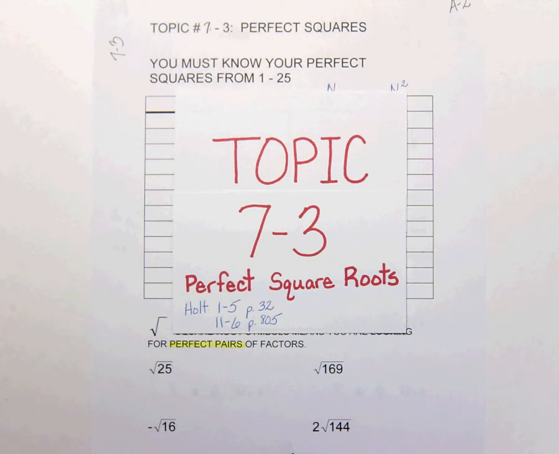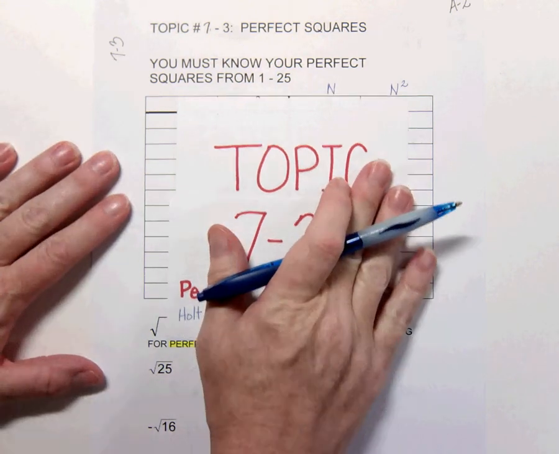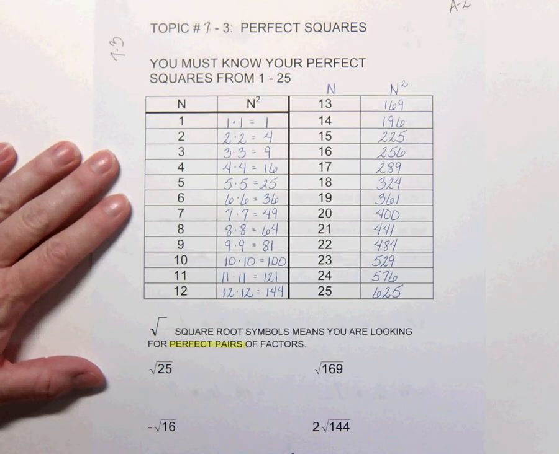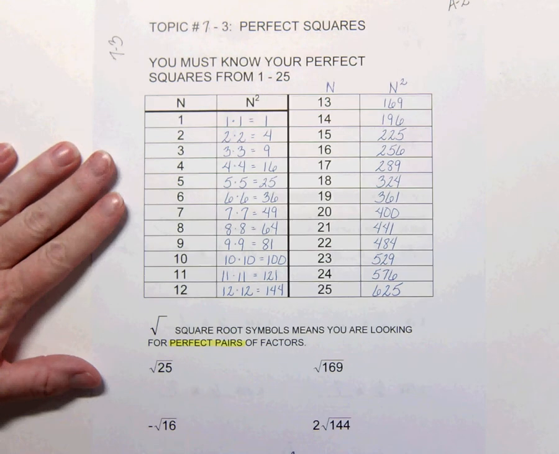Topic 7-3, perfect squares. This can be referenced all the way back in Chapter 1, talking about perfect squares, Section 5 on page 32. But also we're going to be dealing with expressions on Chapter 11, Section 6, starting on page 805. Alright, so this will be a chart that you can refer to, and we're looking at our perfect squares. So I went ahead and filled these in.